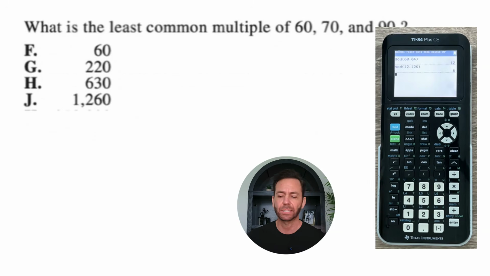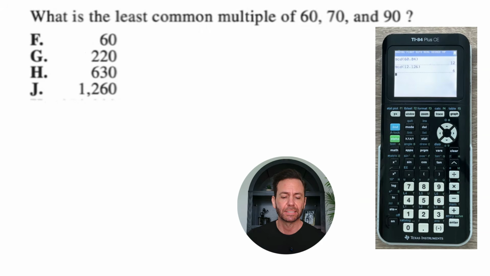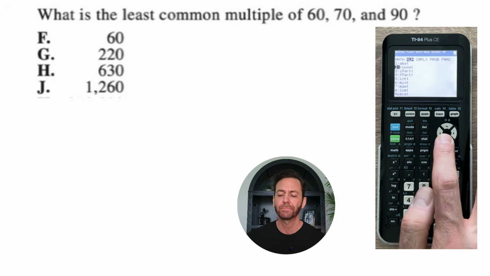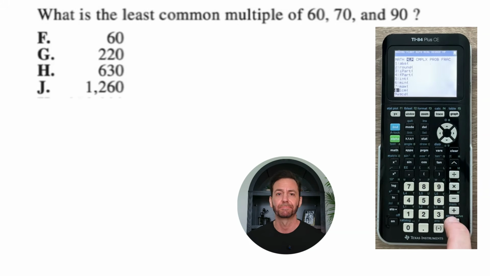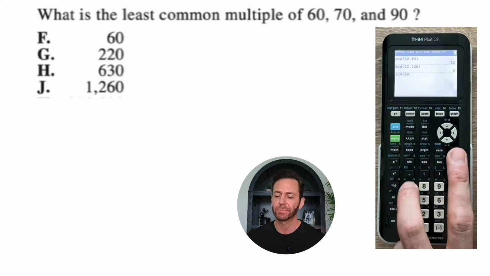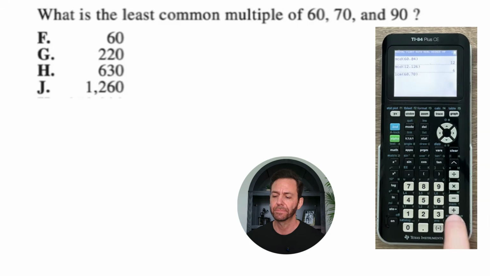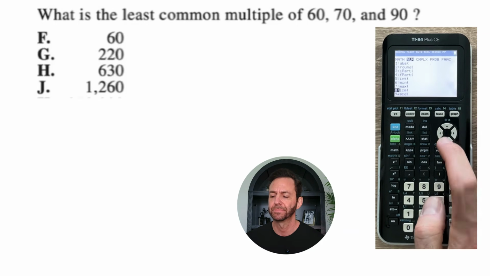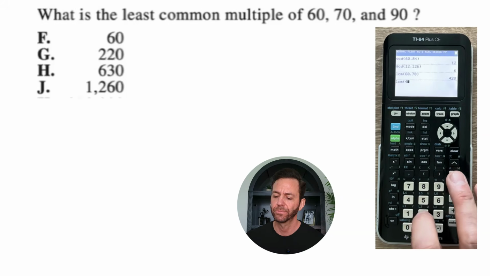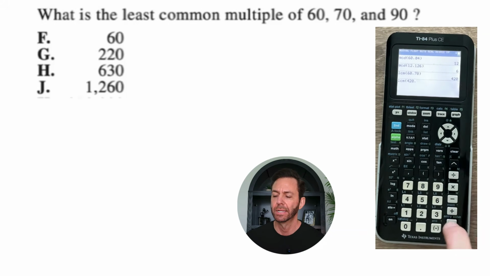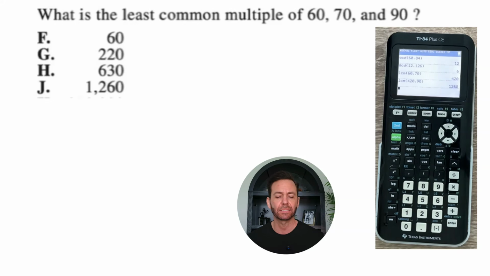This one says, what is the least common multiple of 60, 70, and 90? So let's go back into math and over to the number column. And now I'm going to select LCM. And I'm going to do the same thing. I can't do 3 numbers at once. So 60, 70, enter. And then I'm going to do it one more time for the third number. So 420, previous answer, and 90. And it tells me that 1260 is the least common multiple, so it's J.